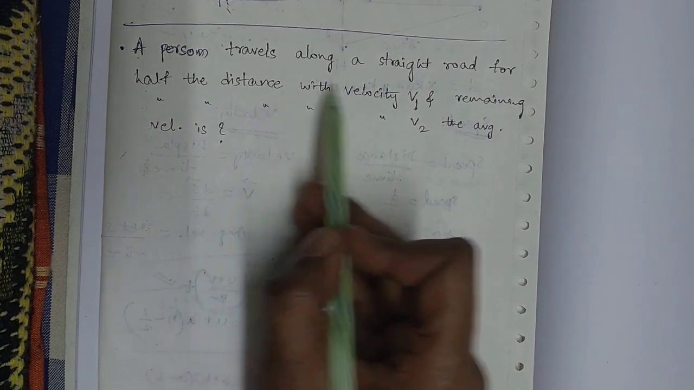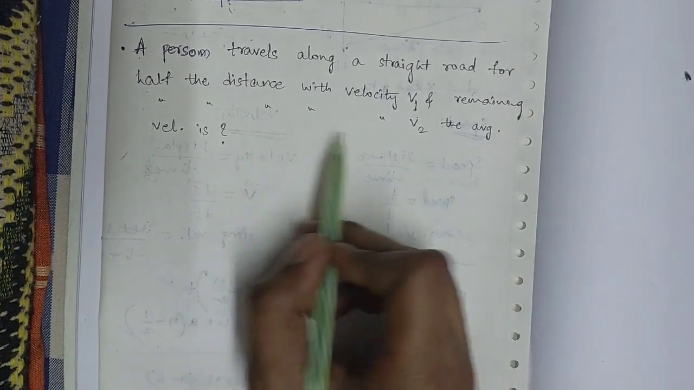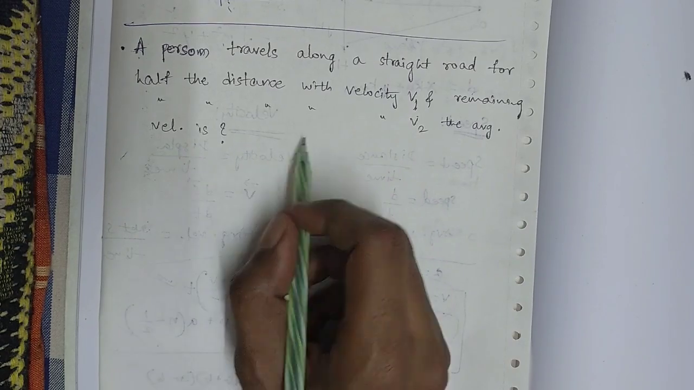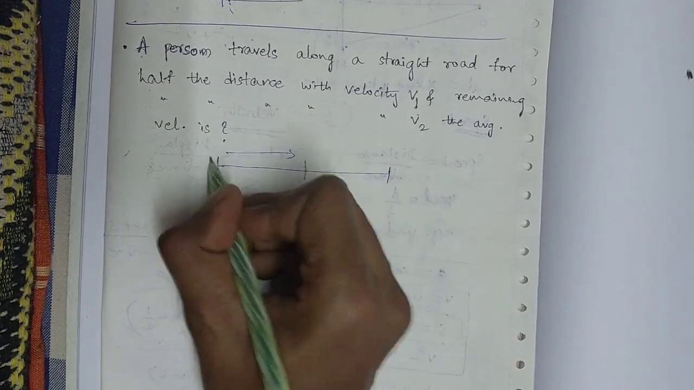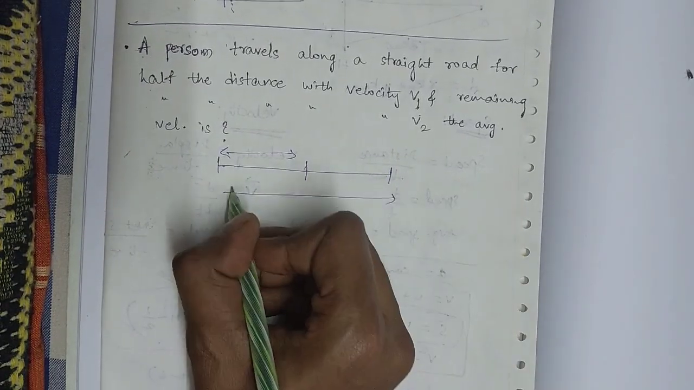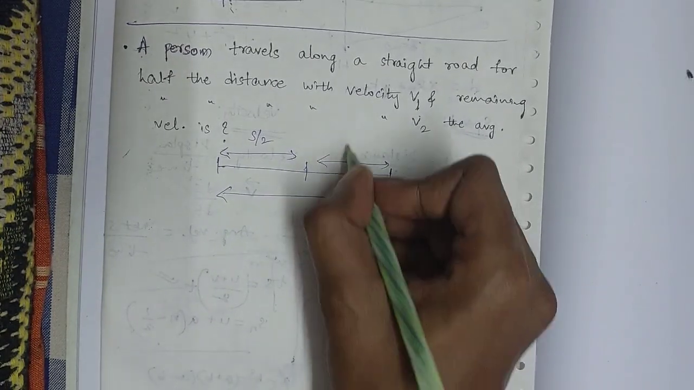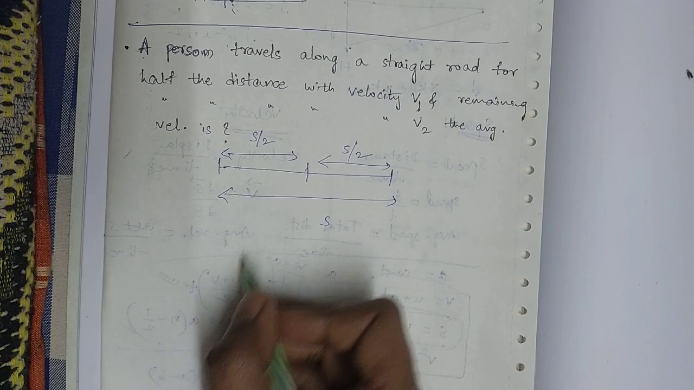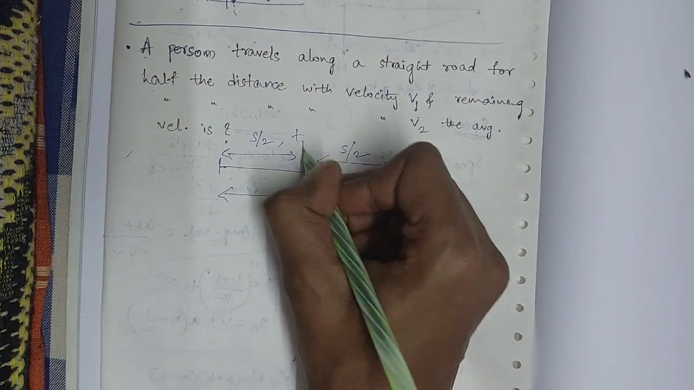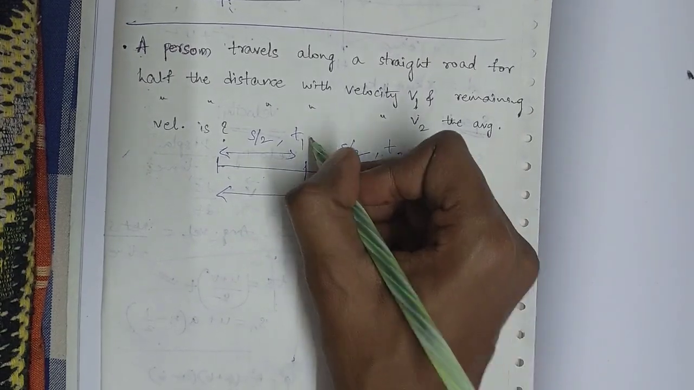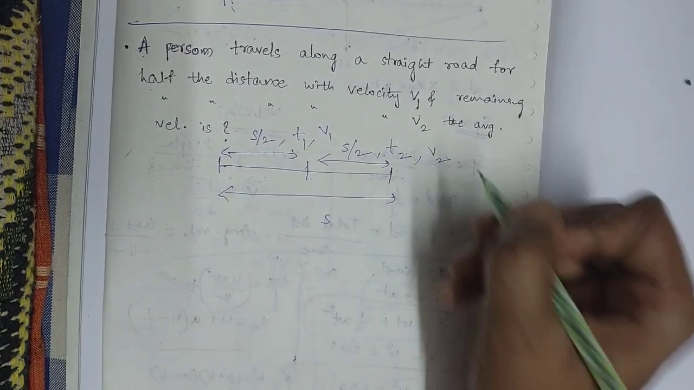A person travels along a straight road for half the distance with velocity v1 and the remaining distance with the velocity v2. The average velocity is? Here, let us consider the total distance as s. So half distance is s by 2 and the other displacement is s by 2. The time taken for the first half of the distance is t1, for the second half is t2, and the velocity for the first half is v1, the second half v2.